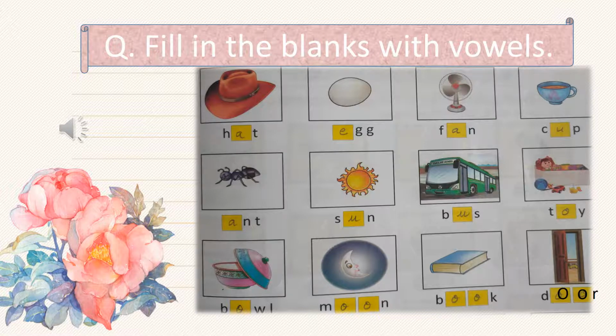Now in these 4 pictures, out of 4, 3 we are going to use double vowels. The first one is ball. We will fill O. Moon. 2 blanks are given. We will fill O, O. Book. Again we will fill O, O. Door. We will fill O, O. This is the use of vowels. This exercise also you have to do in your English grammar copy.